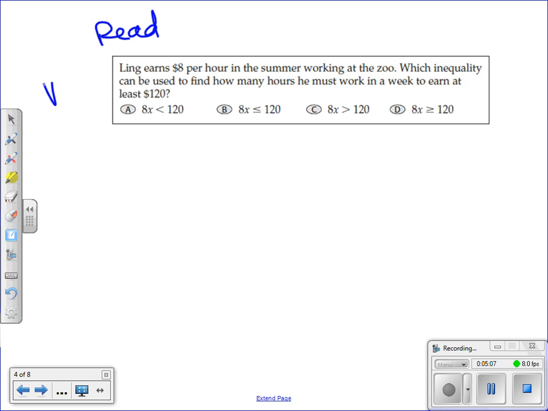Okay, so we've read it. Are we done? No, let's read it again. Always read your problems twice to get all the meaning out of them that you need to. Ling earns $8 per hour working at the zoo. Which inequality, okay, so we're going to have to find an inequality, can be used to find how many hours he must work in a week to earn at least $120. All righty. Now I have a little bit better understanding of what they're asking me, don't I?